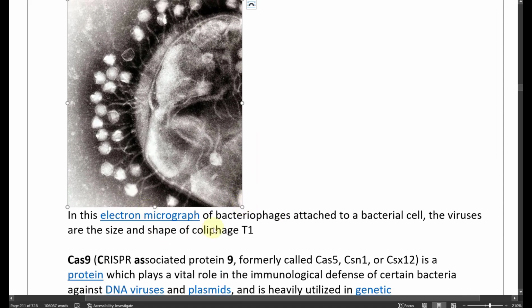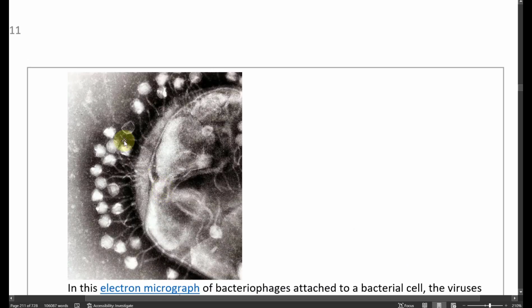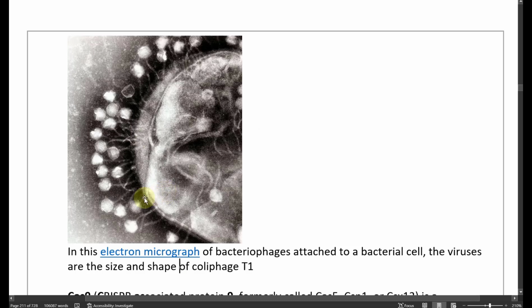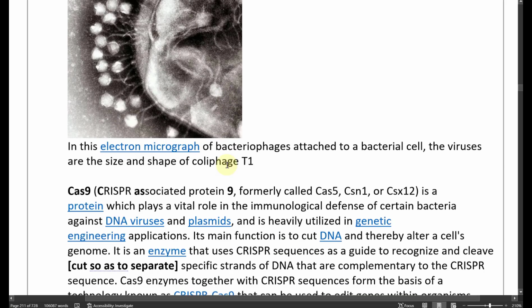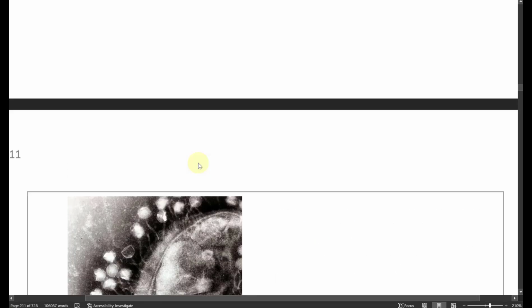In this electron micrograph of bacteriophages attached to a bacterial cell, the viruses are the size and shape of coliphage T1. So, other types of bacteriophages. Basically, look at them like that. Supposedly, they're attached to this cell, right? There's a bacteria cell. It's a very interesting setup. We're still going to have to discuss the CRISPR technology, so keep that in mind.